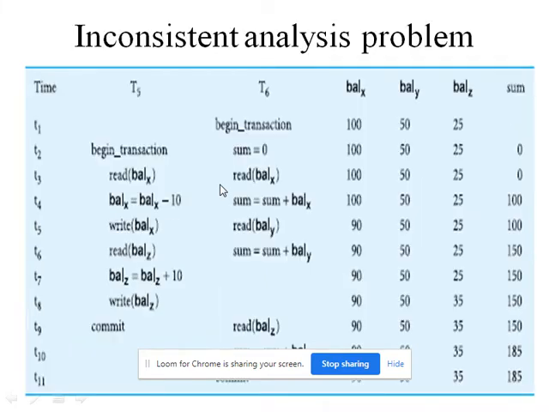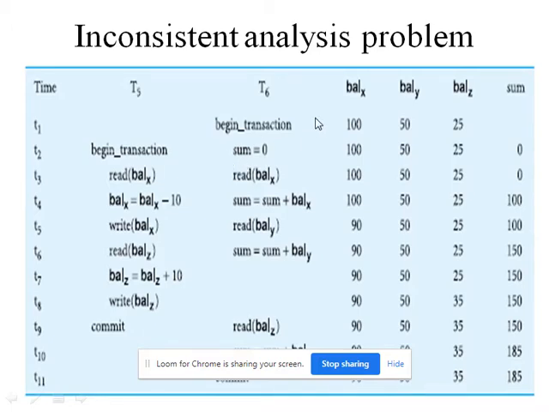Now let us see the last problem, the third problem, the inconsistent analysis problem. This problem occurs when a transaction reads several values from the database, but a second transaction updates some of them during the execution of the first. You can understand by seeing this example. Let us see the example first.